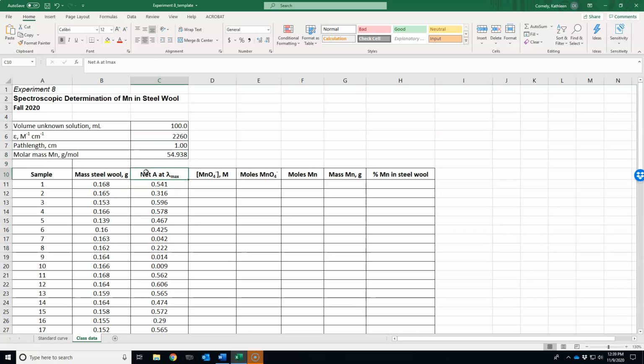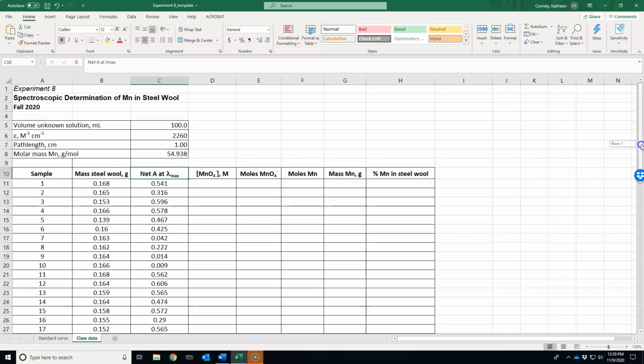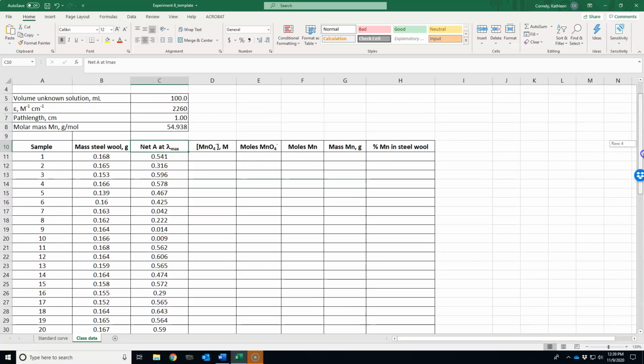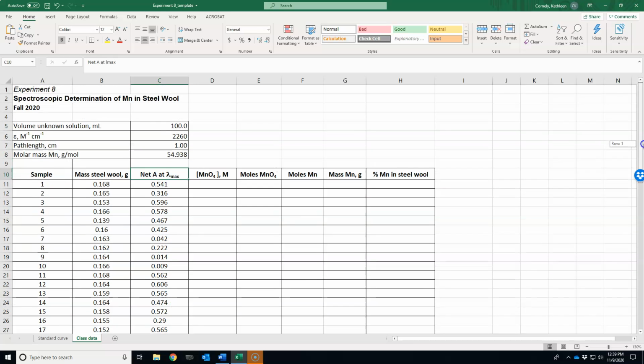So what we have here are all of the samples. This is just kind of random. If you go through this, we have 34 samples. If you consider everybody in the class, everybody did 2 samples. So you should find your data in here somewhere.